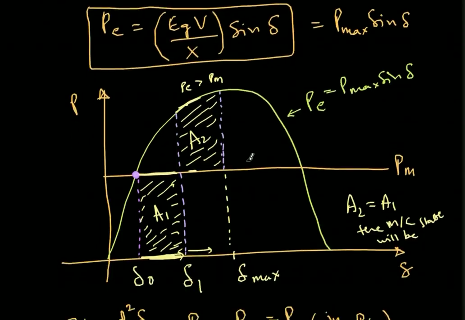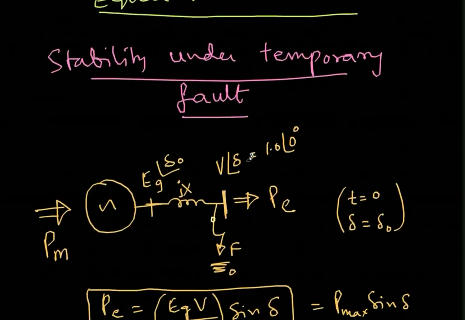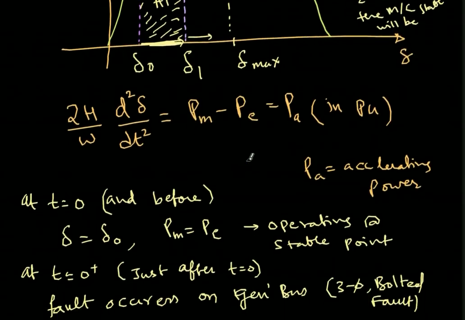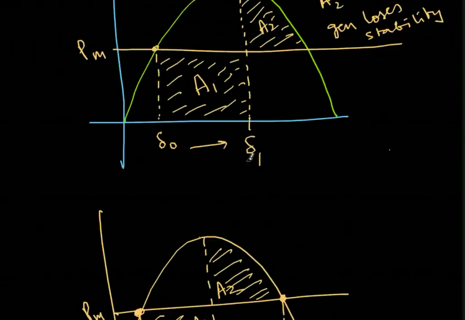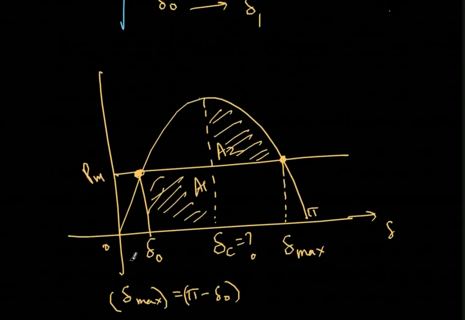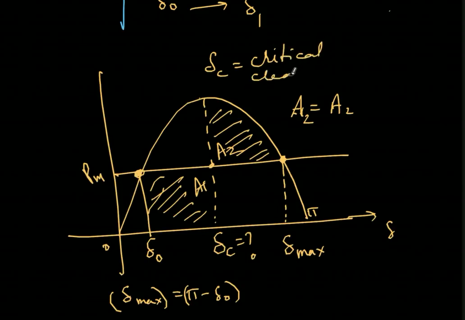So hello everyone. I started off explaining stability under temporary fault, and this is just a continuation video. So far what we have discussed is that in the final case, when area A1 is equal to area A2, that is the critical case where I have to clear the fault. So delta C is the critical clearing angle, and associated with the critical clearing angle will be the critical clearing time, TC. These two quantities I would like to find out, so this is the video for doing that.